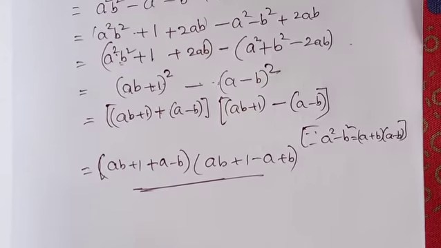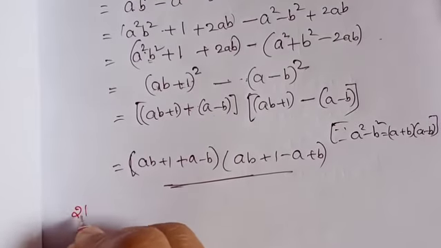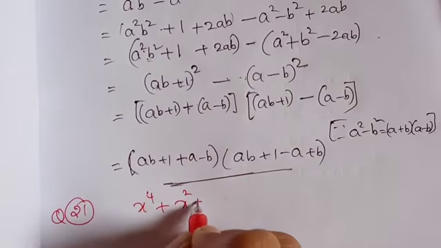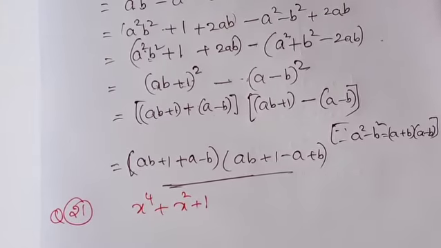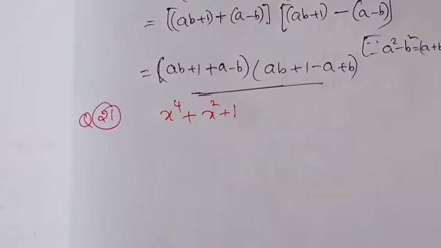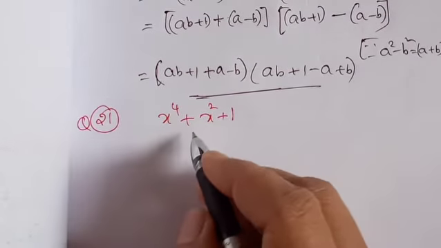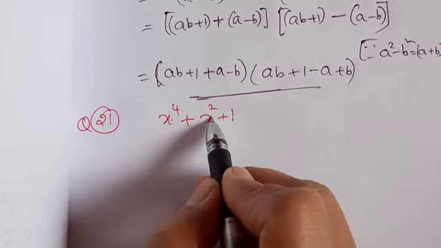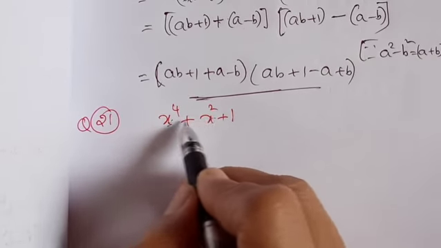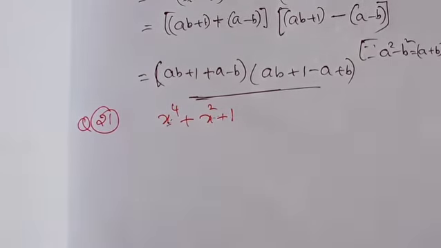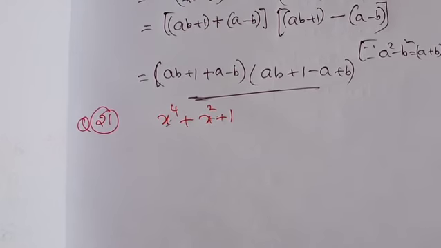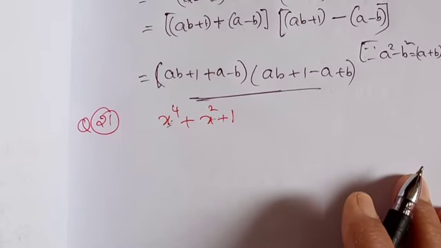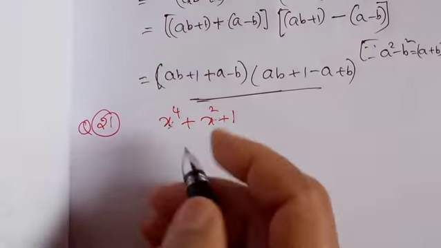Yeah, next question, 21st one: x to the power 4, x square plus 1. Okay, x to the power 4, this one is the power of 4, it is the power of 2. So in this case, these are only 3 terms and it is not a trinomial. So here we can do one thing: add and subtract x square. If you add and subtract x square, we can convert.